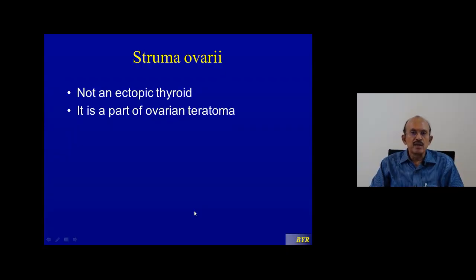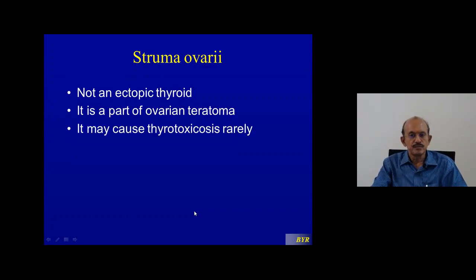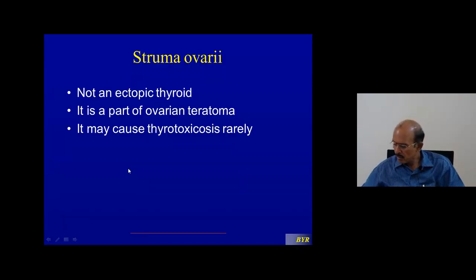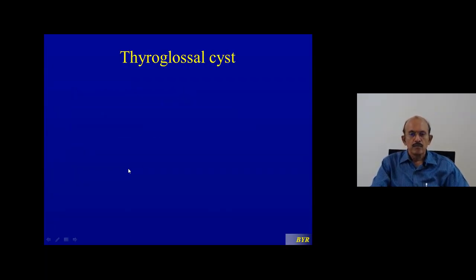It can give epidermal tissue. The tumor can have mesenchymal tissues. The tumor can have endodermal tissue. So an ovarian teratoma may have thyroid tissue in the ovary, because it is part of a teratoma. This may rarely cause thyrotoxicosis. So this is about ectopic thyroid.